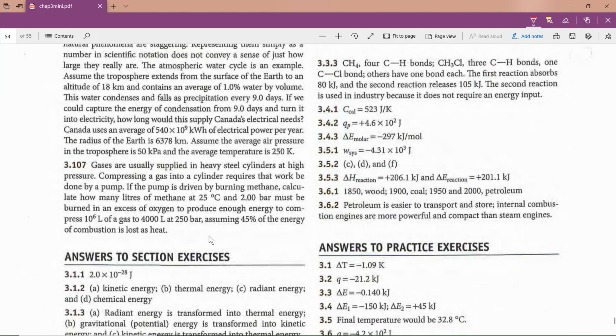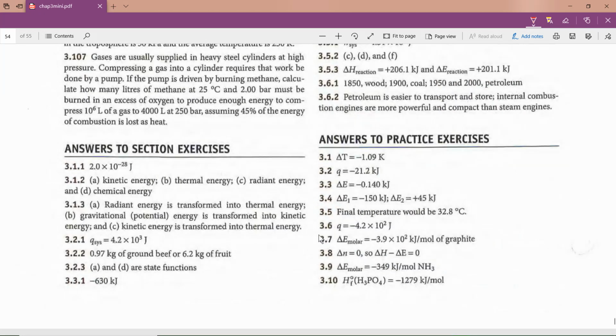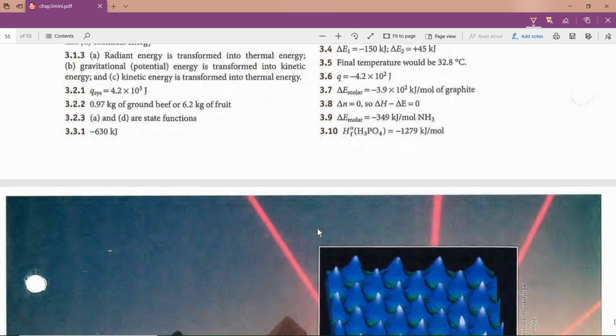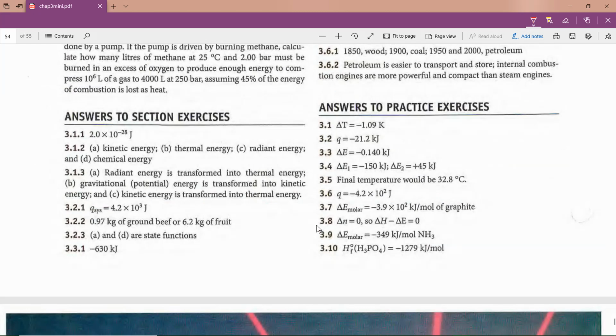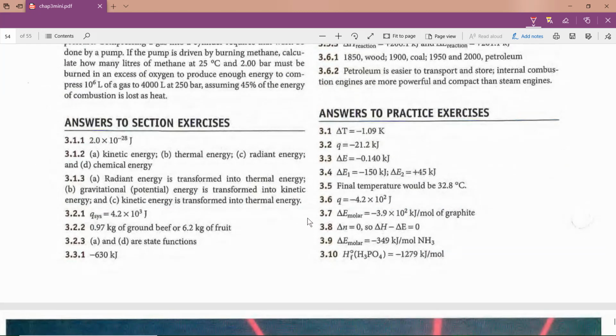Then I see here answers to the section exercises, answers to the practice exercises, and then on to the next chapter. So have fun with all of this. It's good stuff.